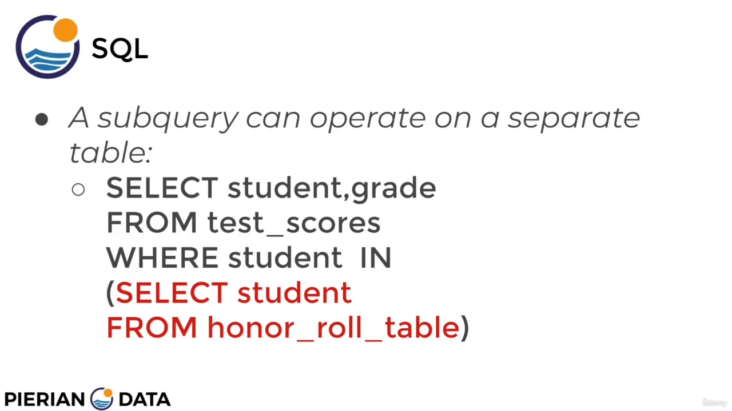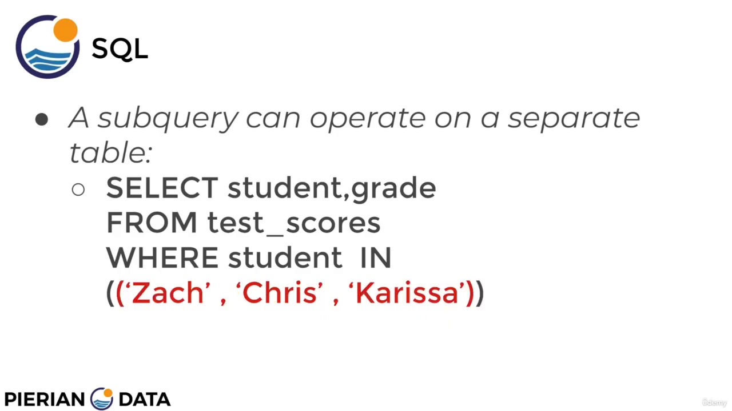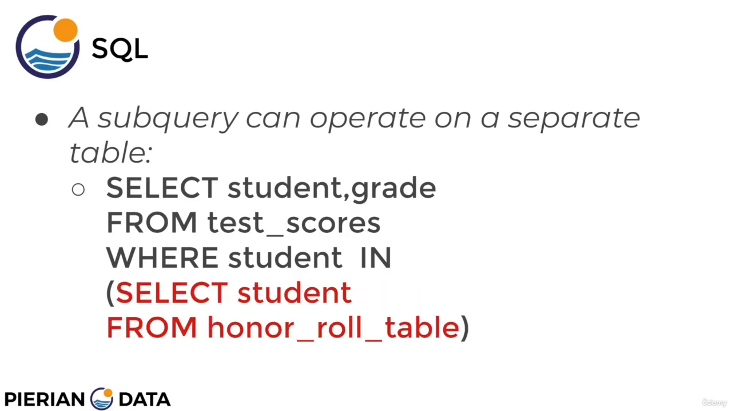So we could, in our subquery, say select the student name from the honor roll table, and then that would yield back some results of the student names. For example, let's say Zach, Chris, and Carissa are the students in the honor roll, and then after that subquery is executed, we can say select the student and their grade from test scores where student is in this list of students. So note here, this seems to follow along very similar to a join, but sometimes, especially for complex queries, it's easier to think of them as a subquery.